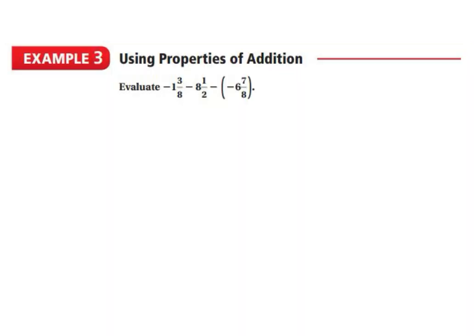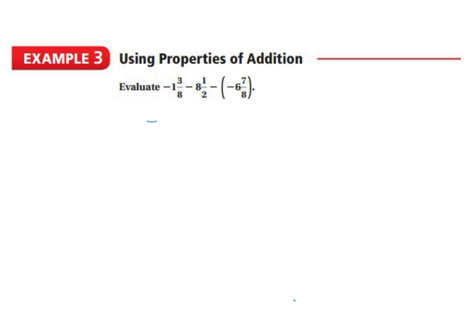So now let's use properties of addition to make our lives a little bit easier when we're solving big problems like this. First thing I notice, I have a couple fractions here that already have common denominators of 8. I think the first thing that I want to do, though, is change these to improper fractions, and then I also want to turn this into addition, if possible. So I'm going to rewrite the whole thing.